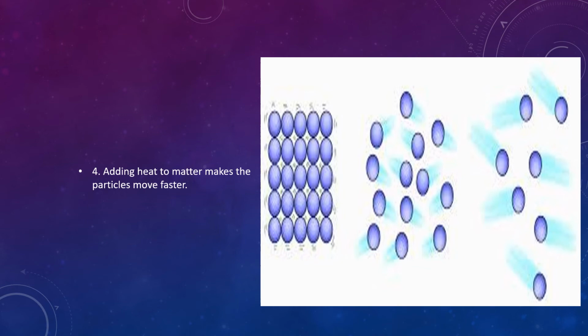Fourthly, adding heat to matter makes the particles move faster. So when we look at our diagram here, if we add heat to this, which represents our solid, those particles are going to begin to move faster, and in moving faster, they begin to overcome the forces of attraction between them, and it is going to convert to a liquid. And when we supply heat to those particles of the liquid, they again will begin to move faster, and it will eventually become a gas, which has the greatest amount of space between the particles.